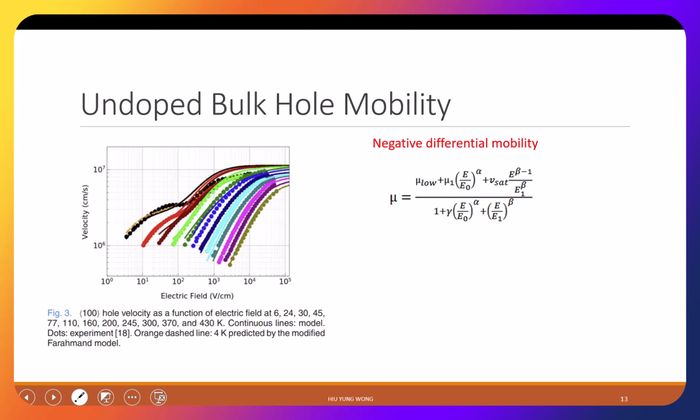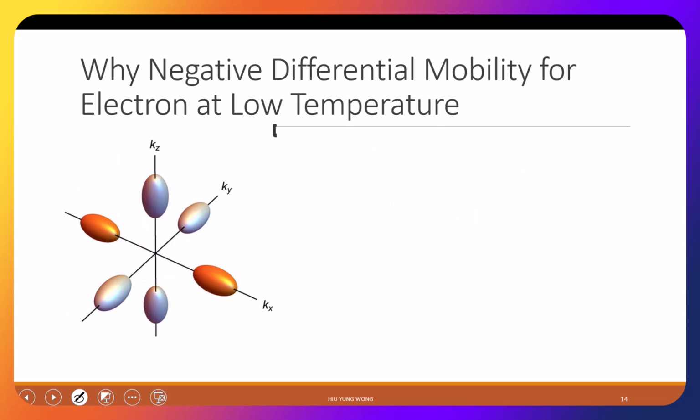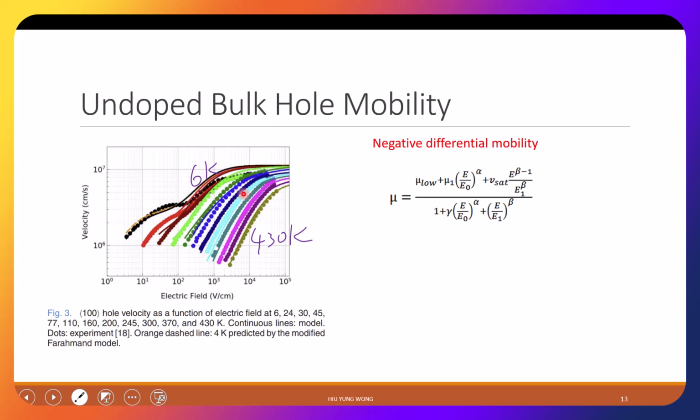But now, is that okay? Again, at higher temperature, this is 430 Kelvin, and this is 6 Kelvin. Okay, so you see a 10 times increase in mobility when you go from 430 Kelvin to 6 Kelvin, which looks great. I have a 10x higher mobility, right? Now you just said you want to have a higher mobility, right? If everything else is the same. So let me explain a little bit why we have the negative differential mobility for electron at low temperature.